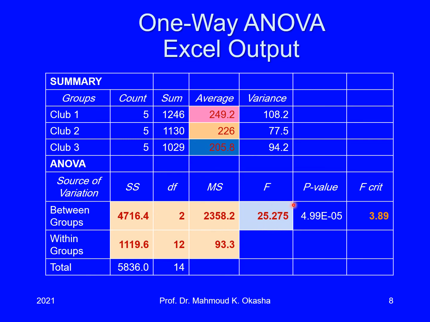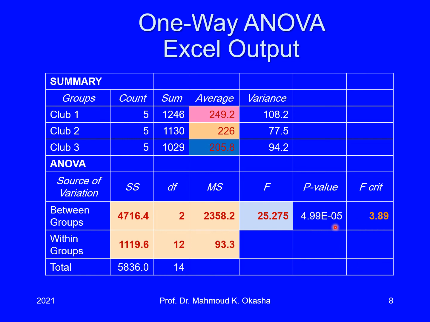So this is the F statistic, the same as what we got by hand, and this is the p-value, which is very small. This is the critical F, the tabulated F, and the F statistic is much bigger than this. So the decision will be to reject the null hypothesis, which is the same decision we got before.